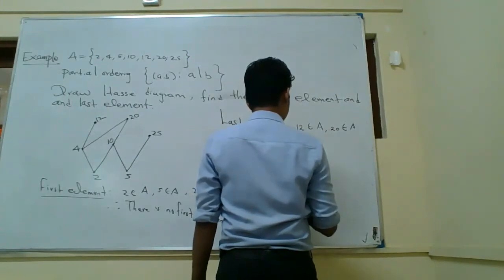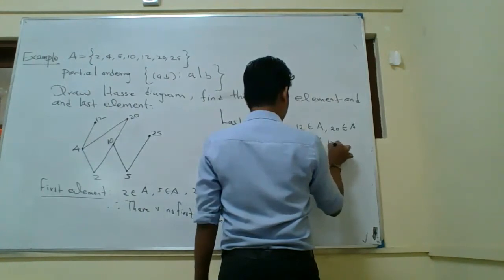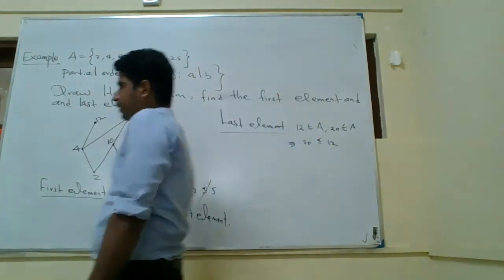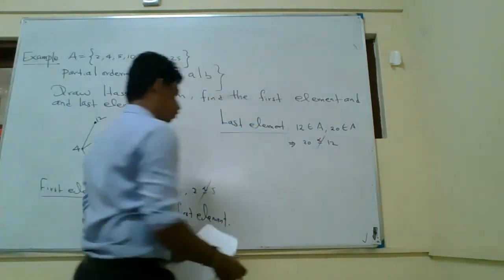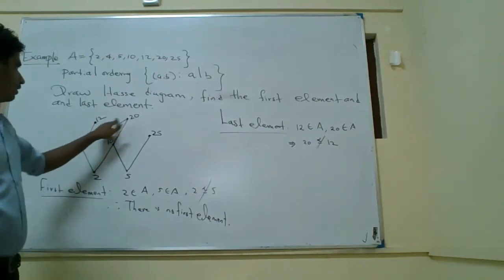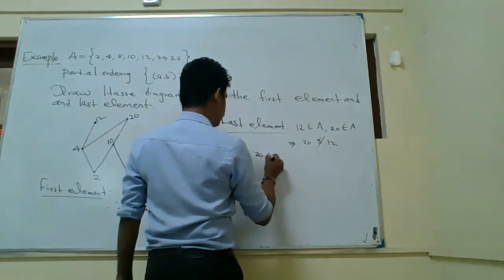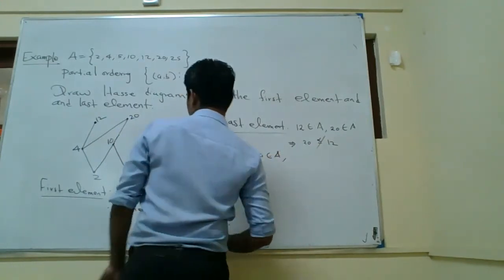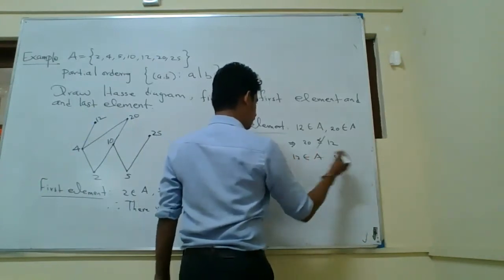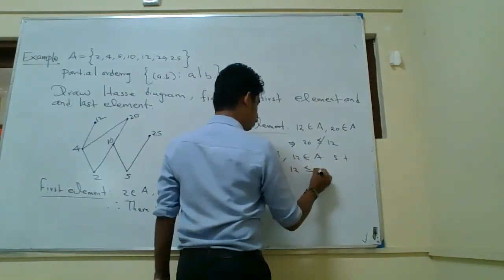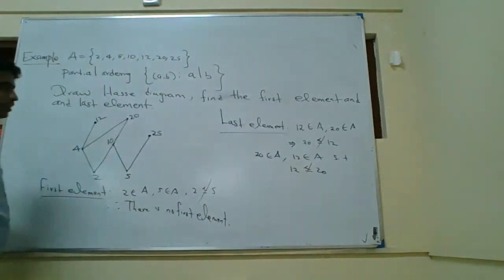What is your condition? 20 is related to 12. Is it okay? 20 divides 12. Is it wrong? There's no relation, right? 20 does not precede 12. Here there is no relation. Suppose 20 is your last element, then you can take 12 or 25. 12 belongs to A, such that 12 precedes 20. Is it okay? It's also wrong. There's no relation between 12 and 20.